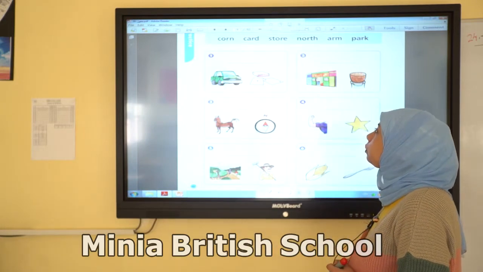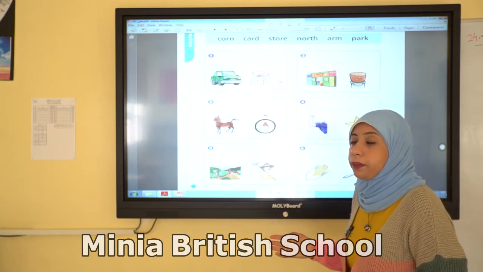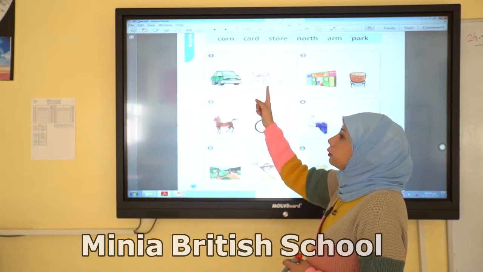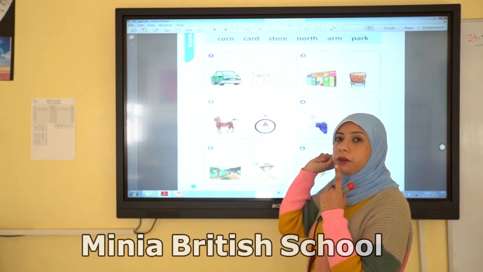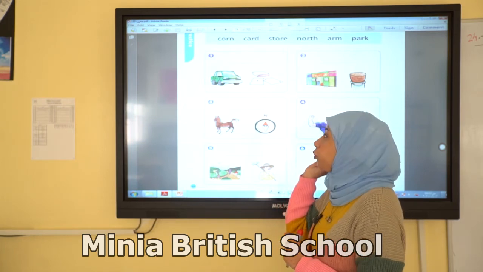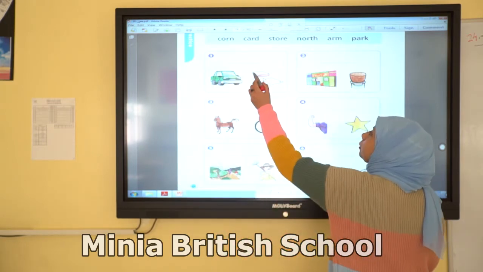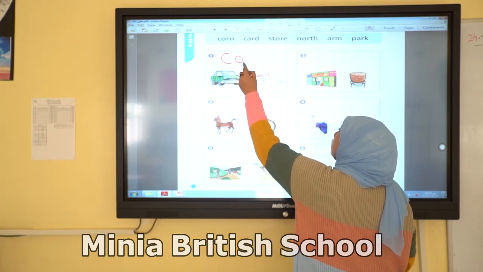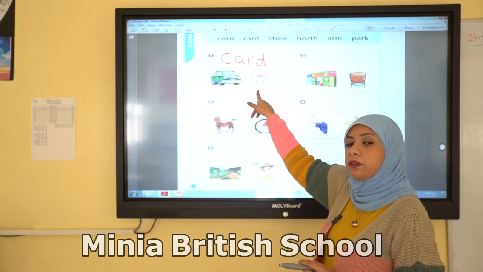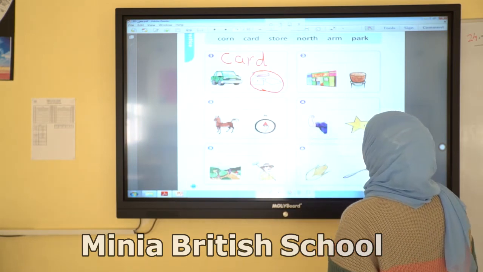Okay, here you're supposed to listen and write a word for each picture, okay? Let's see the first one. You will listen to my word, okay? We have here card. Can you write this word? Try. Card with the AR digraph or the OR digraph? Excellent. AR. Okay. And which one is card? Is this card or this card? Excellent. This is the card. Okay, Kiji? Okay, let's see another one.